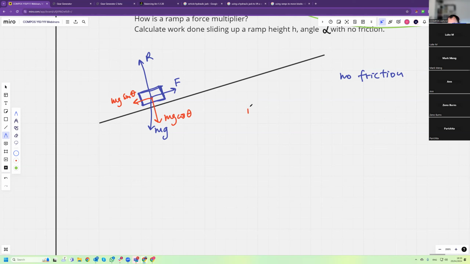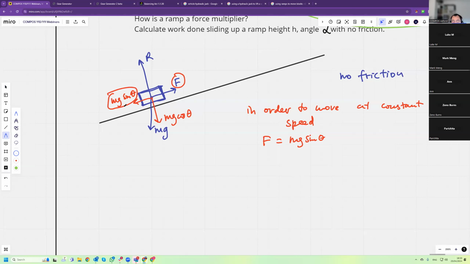In order to move at constant speed, F has to be equal to mg sine theta. Does that make sense? No questions here? So the force that we push has to be equal to that force, the component of gravity that pulls the block down.